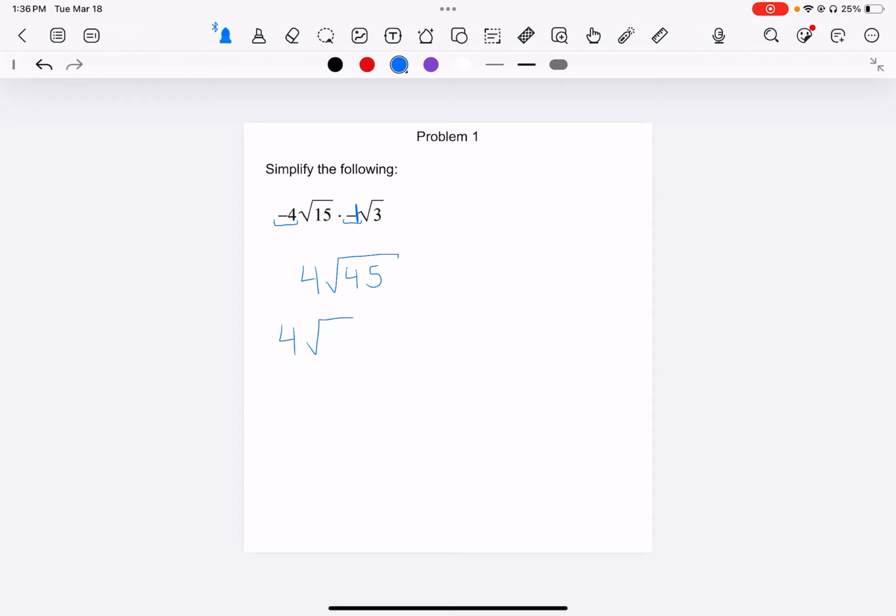Now I can simplify this and split 45 up into 9 times 5. So that turns into 4. Radical 9 is 3, so 4 times 3 is 12. Radical 5.